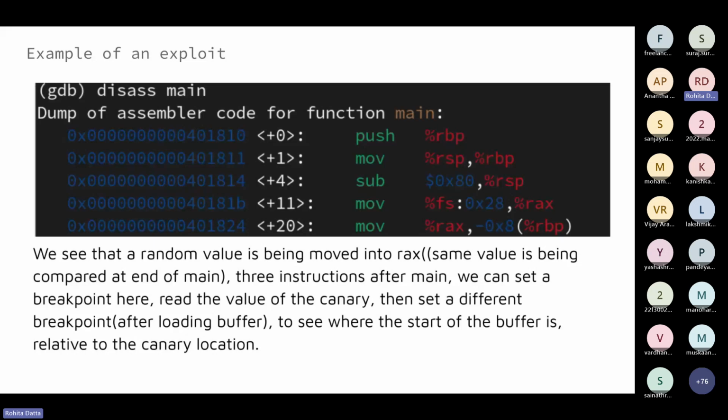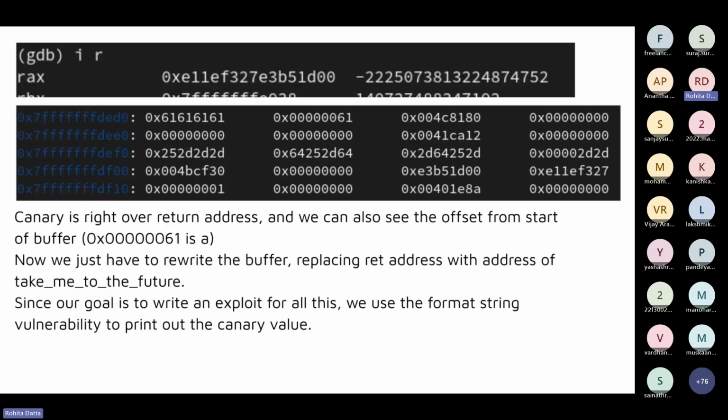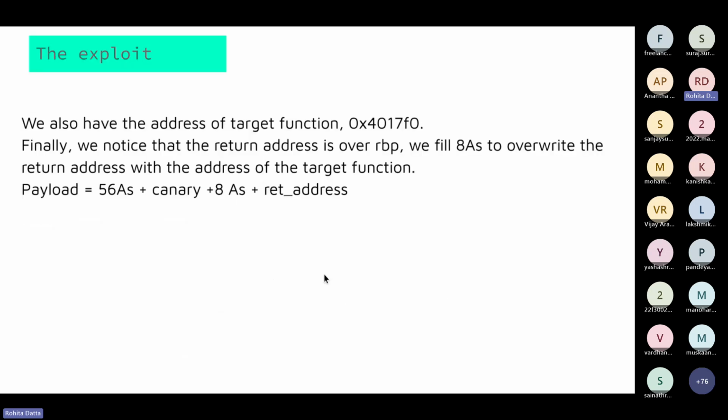So once you see where the start of the buffer is, you can locate it using all the capital A's. Then you can see where the canary is relative to the start of the buffer. And then you can figure out what the padding will be, right? After that, the next thing we need is, after we found the padding, we need the canary itself.